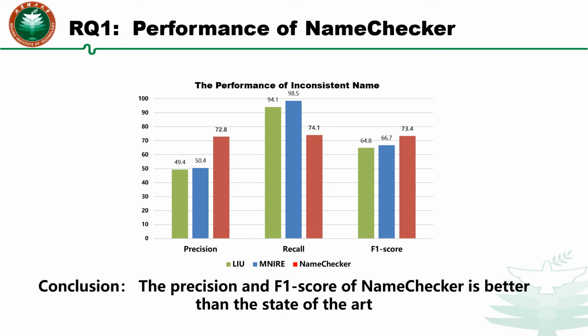This picture is the performance of identifying inconsistent names. We can find that NameChecker outperforms the other two approaches in precision and F1 score, but it is relatively lower on the recall indicator. We found that the approach proposed by Liu and MNIRE identify most of the test methods as inconsistent, resulting in a high recall reaching more than 95% and a low precision which is around 50%.